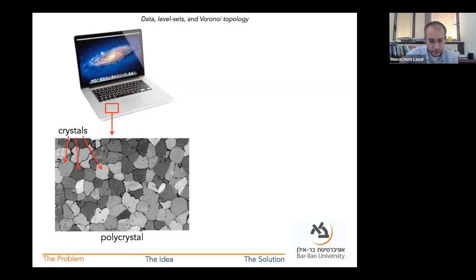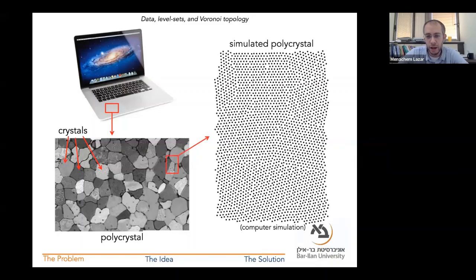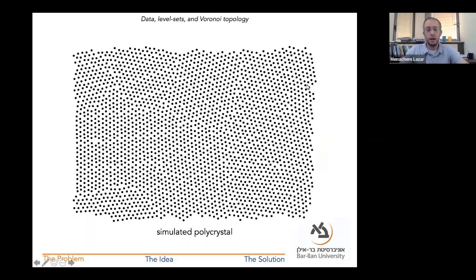If you zoom even further, and you need a heavy-duty, expensive microscope to do this, you'll see something that looks like this. This is just the result of a simulation. I'll make this picture bigger. Okay, there we go. This is a picture of what's called a polycrystal. And I want you to pay attention to two things.